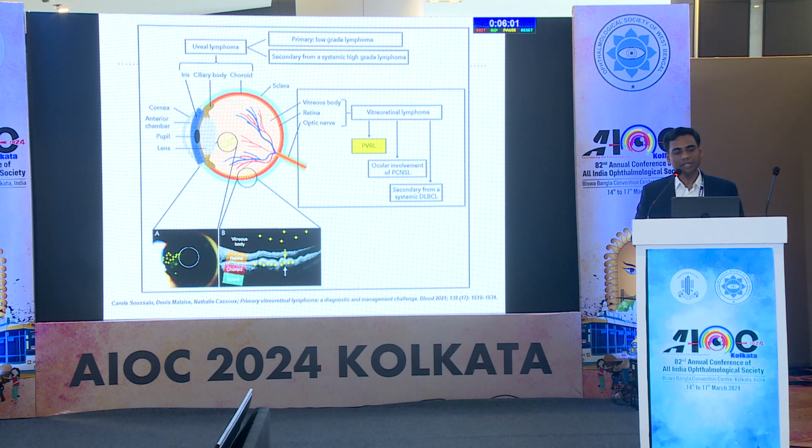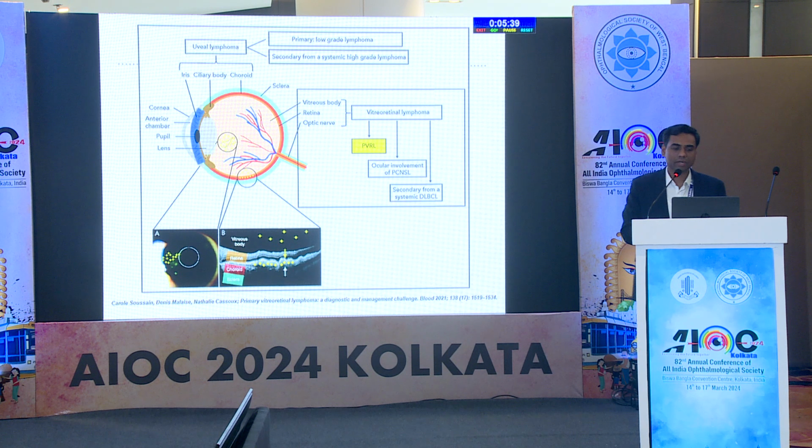So they are primarily, anatomically, they can be divided as iris, ciliary body, choroid, or the ones involving vitreous body, retina, or optic nerve. So the ones which involve the iris, ciliary body, and choroid can be grouped as uveal lymphomas, which could be primary low-grade lymphoma or secondary from a systemic high-grade lymphoma.